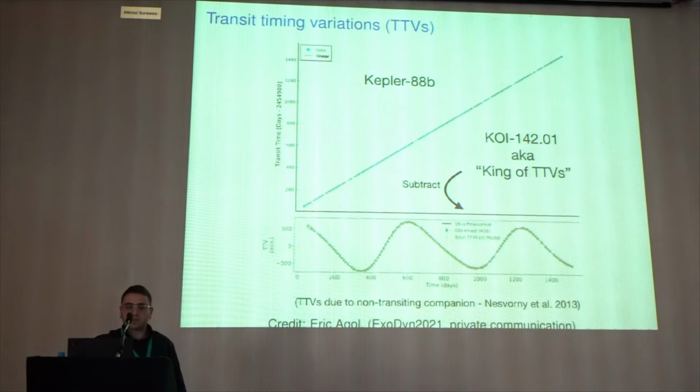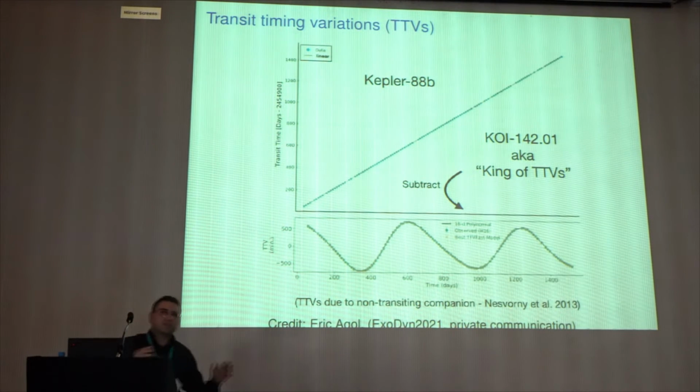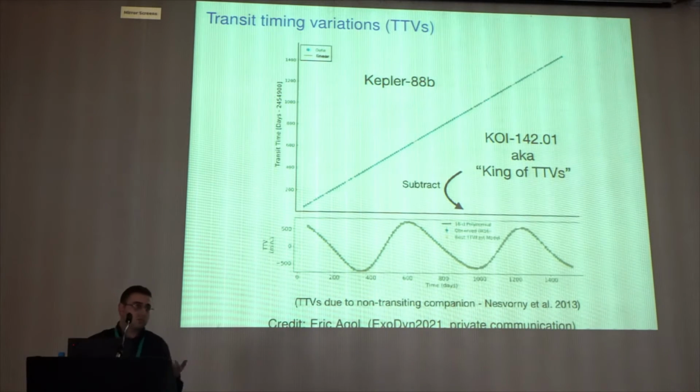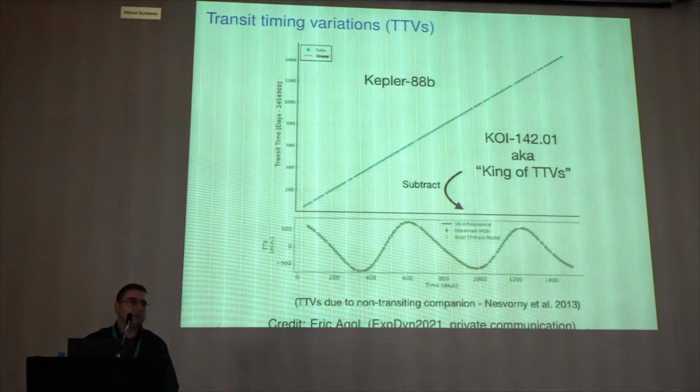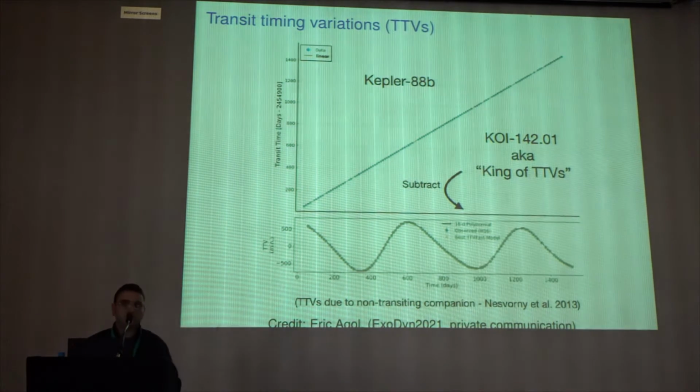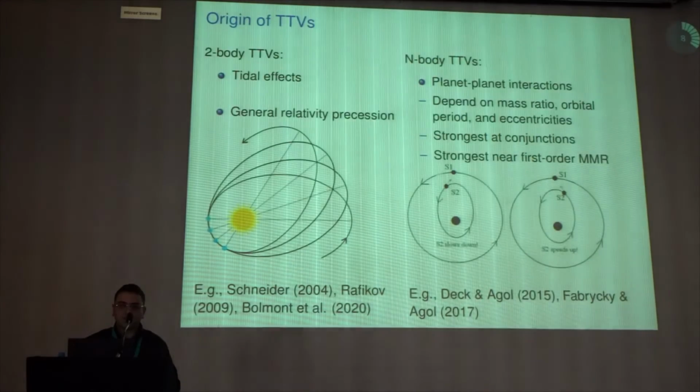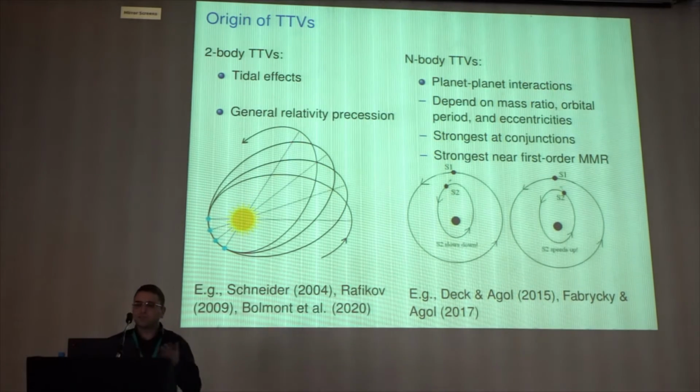So this is almost 10 hours semi-amplitude. Basically, the planet is shaking like this, so something is provoking that. In this case, it's another planet that is not transiting. So from the TTVs, you can get a sense of other planets which are in the system but are not really transiting. And there are different origins of the TTVs.